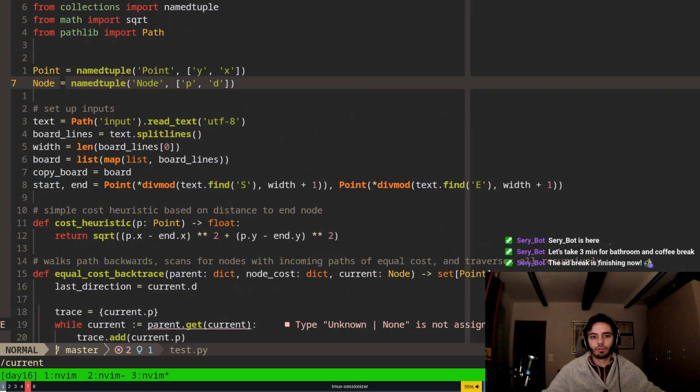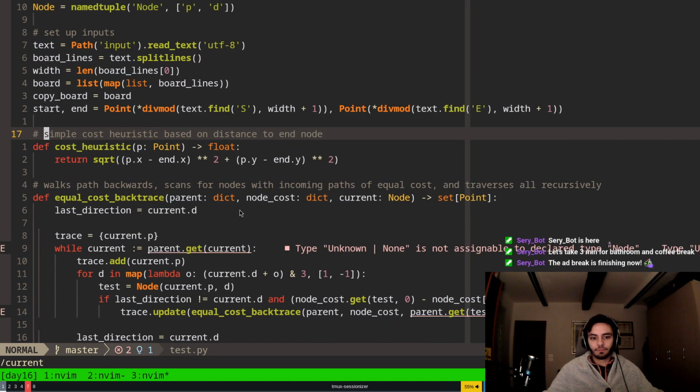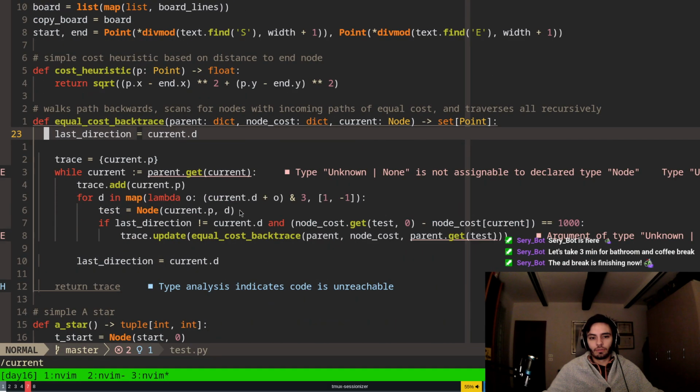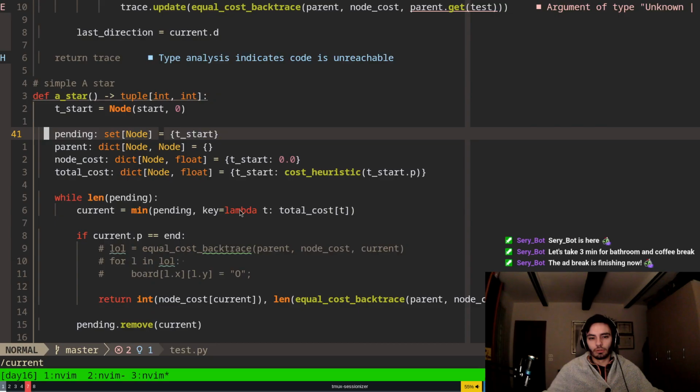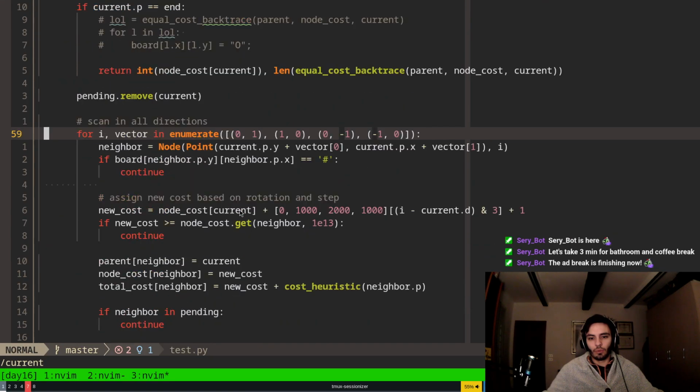Current is a type node. A node is a tuple that would be a P and a D. And P would stand for point, and then we have the direction. So start, end, point, divmod. Okay, yeah. The only thing that confuses me about this is that we don't use in any way a direction.